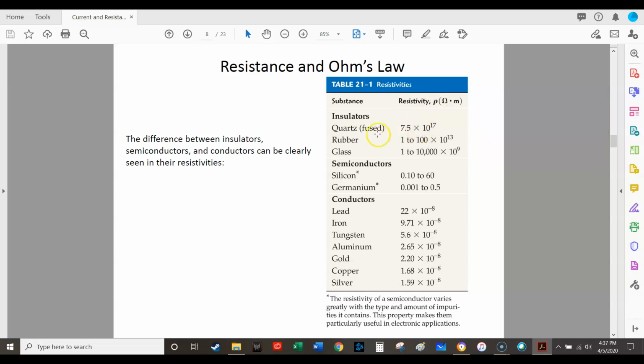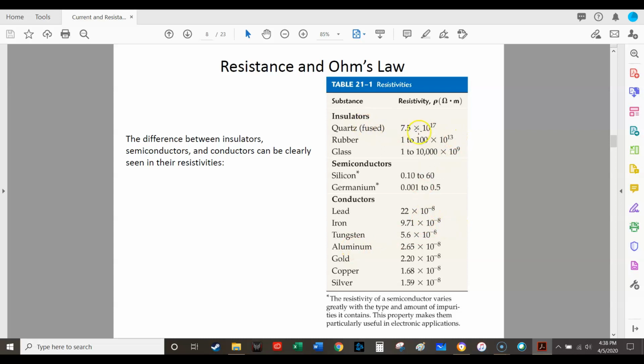Quartz has an extremely high resistance. It makes a really good insulator. It really slows down electrons to the point where they flow at an extremely slow rate, if not completely come to a stop. Okay. Well, the opposite is true for conductors. As you can see here, different types of metals, different types of conductors, I should say, and they have an extremely low resistivity.